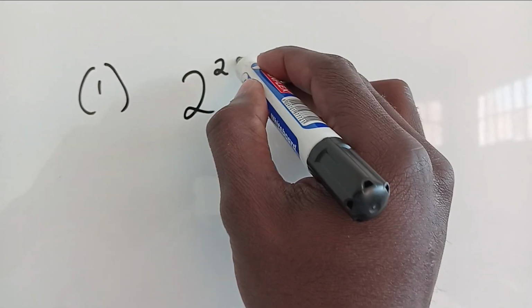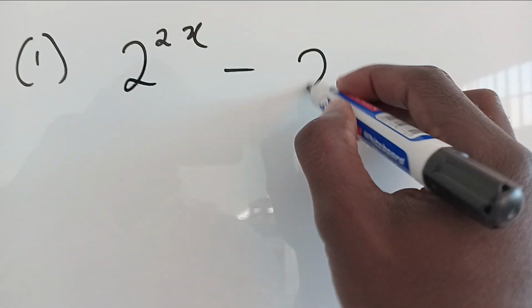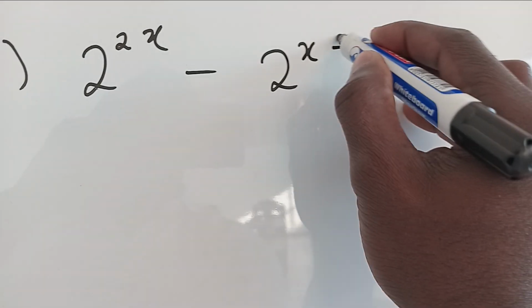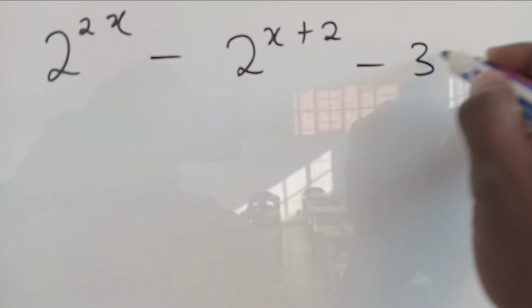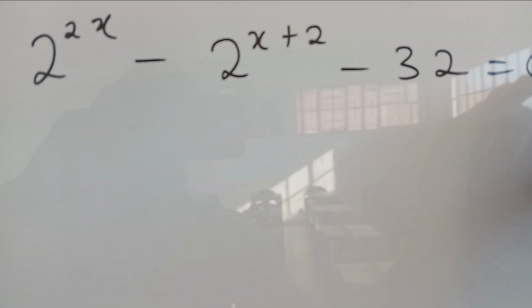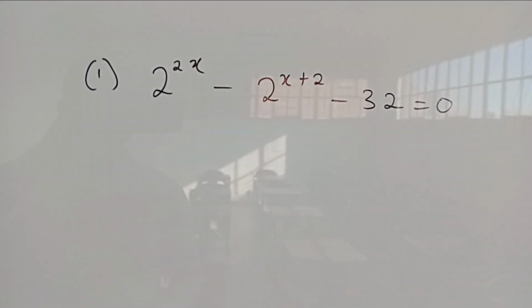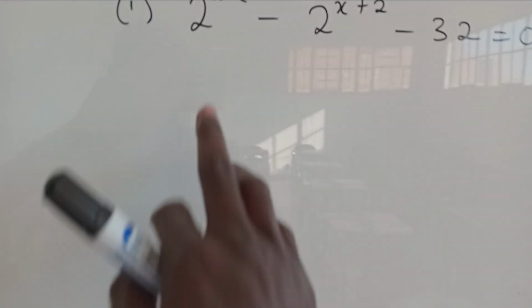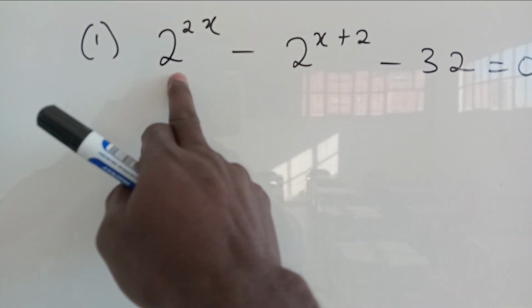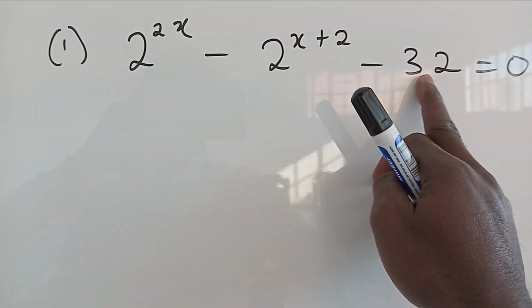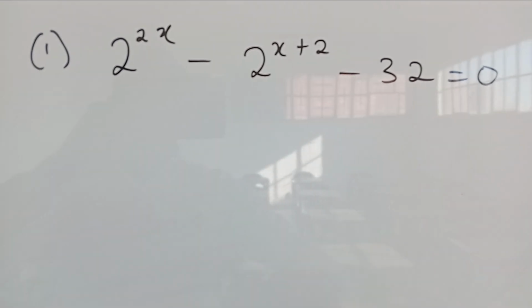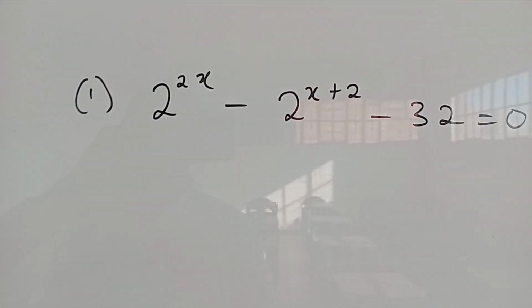2 raised to the power of 2x minus 2 raised to the power of x plus 2 minus 32 equals 0. So as we can see, we have 2 as the base here, 2 as the base here, but we have 32 here. So how do we go about this?